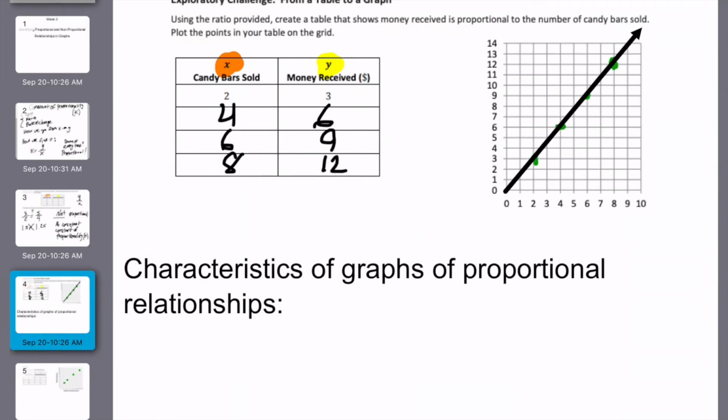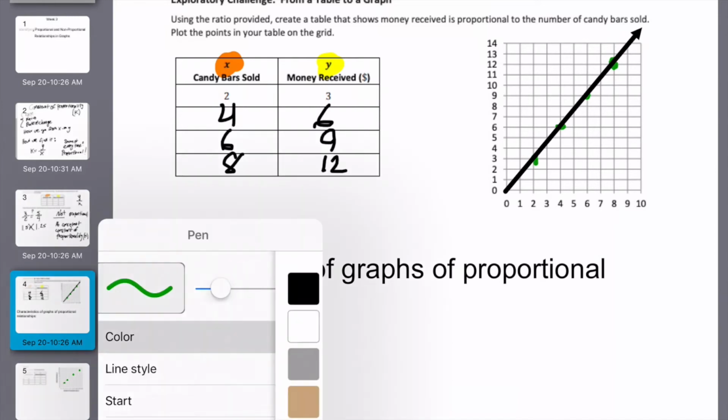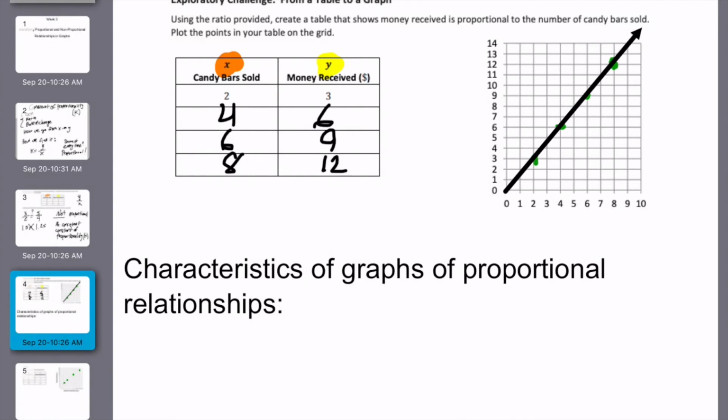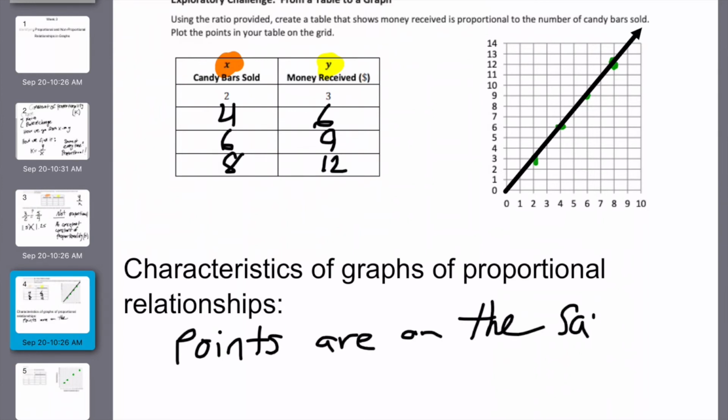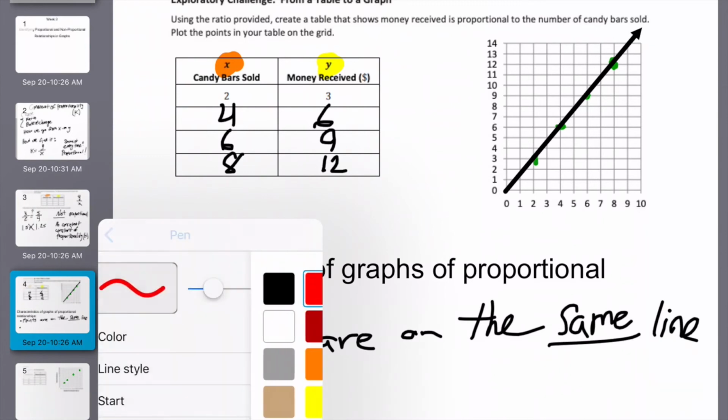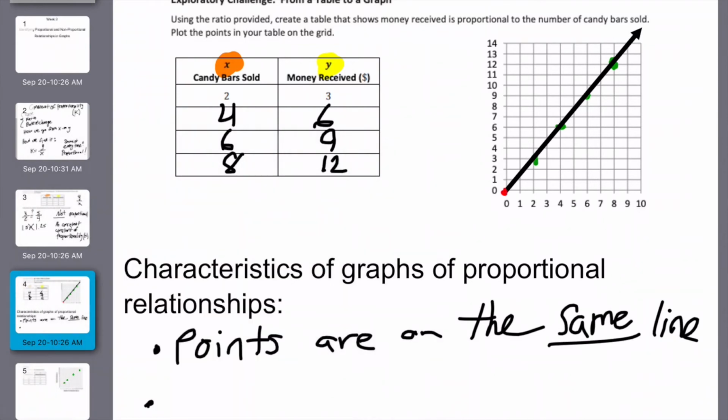I can see here that when I make this line, all of my dots fit on the line. And in fact, it starts off at the origin, or it starts at 0. The origin is considered 0, 0. So when it comes to characteristics of graphs and proportional relationships, all of the points are on the same line. And the line goes through the origin, 0, 0, which is right in here. That's my origin.